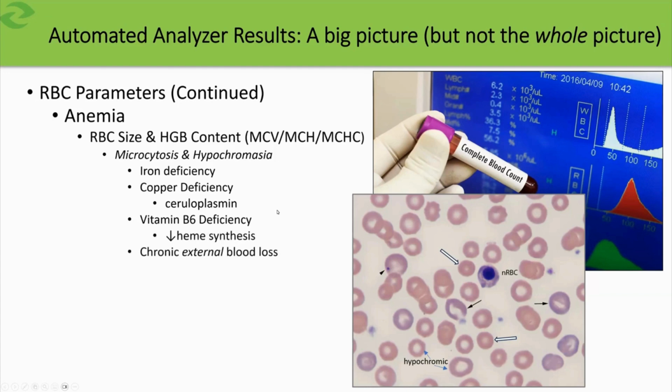Chronic external blood loss, so you're actually losing iron to the environment. With internal blood loss, that iron is rapidly recycled and stored, and frequently with internal blood loss, it's a regenerative response associated with the macrocytosis and hypochromasia there. But with the external blood loss, it's in effect iron deficiency.